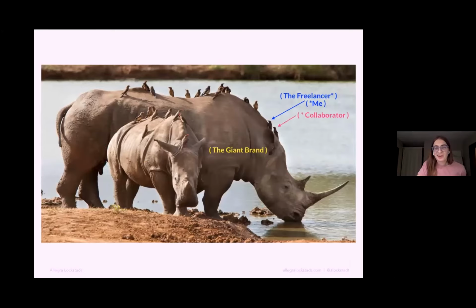So I think we can sort of be a single freelancer working with a giant brand, but sometimes you bring in a collaborator, so you're riding the rhino together. And this is another example, I think, of scaling up, where sometimes it's just needed to fit the work. I'll talk a little about that with my experience.